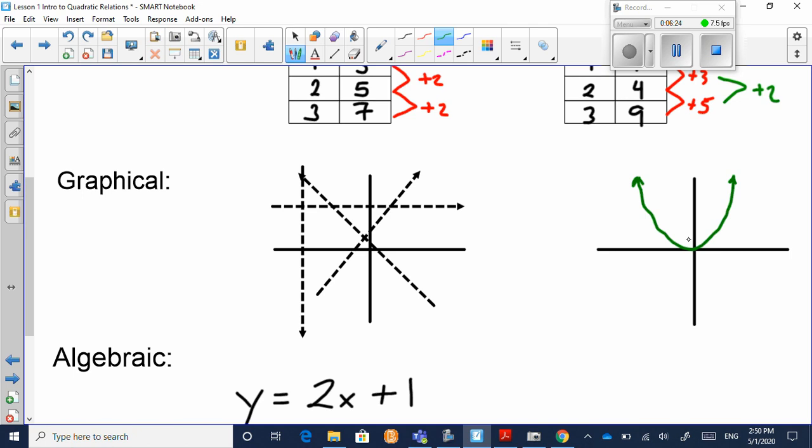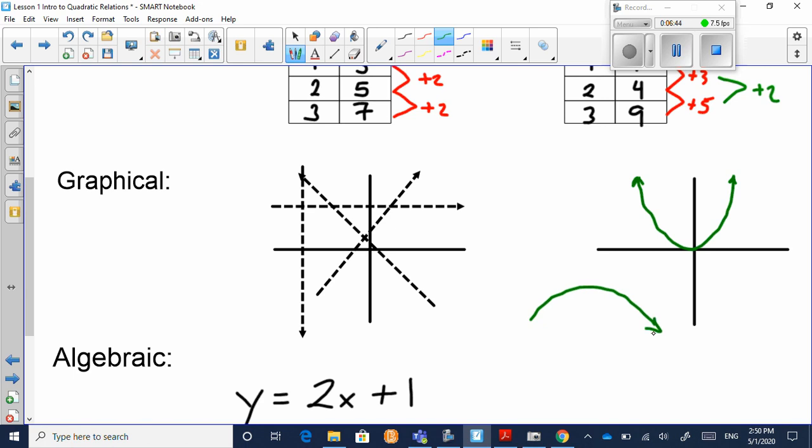And again, last year we would have looked at that and said, well, it's not straight, so therefore it's not linear. But now we're going to have to start recognizing that they might be quadratics. Now, quadratics could also point down, and they don't always have to start at the origin, like I said earlier. So it could be something like this.